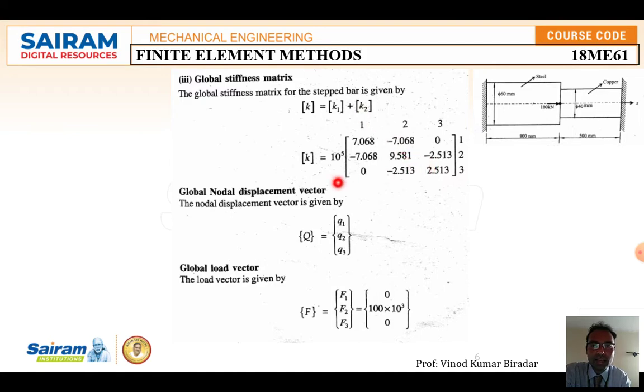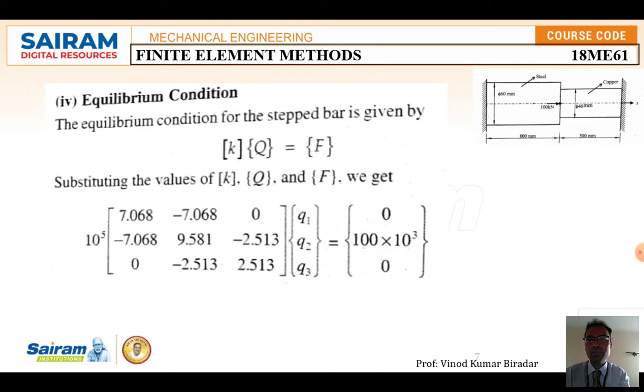Again, the nodal displacement vector: here 3 nodes are there, so U1, U2, U3, and the global load vector. Since 3 forces are acting, F1, F2, F3, F1 and F3 are equal to 0 because they are fixed. In F2 they gave an axial load exactly in the middle, that is 100 kilonewton, substitute there. Then the equilibrium condition Q is equal to F, so substitute the global stiffness matrix, displacement and force here. Once you know this, from here onwards we are going to change.